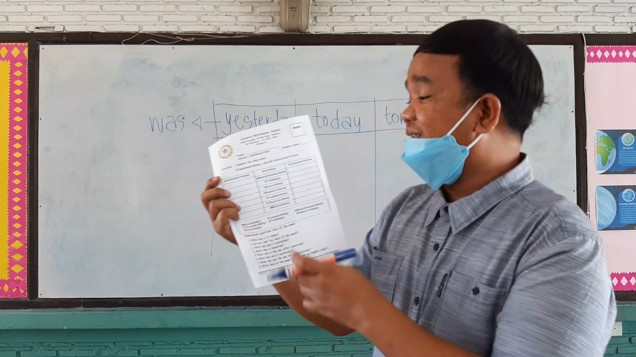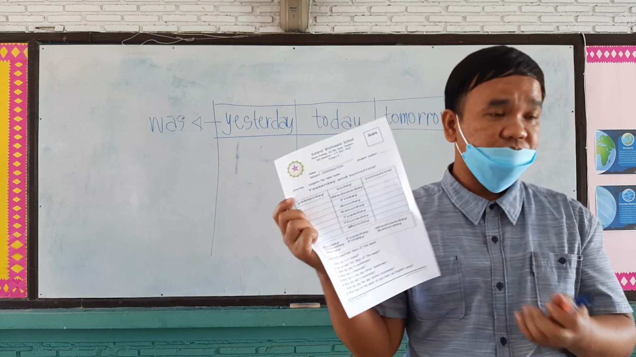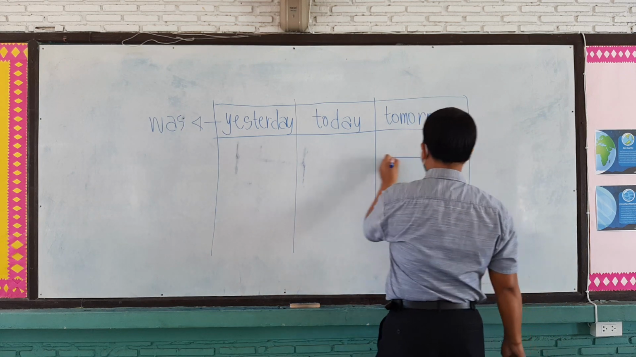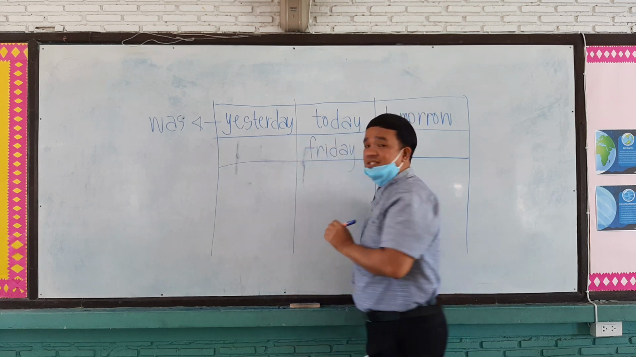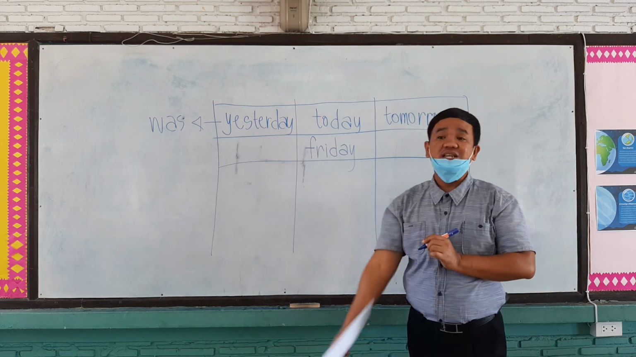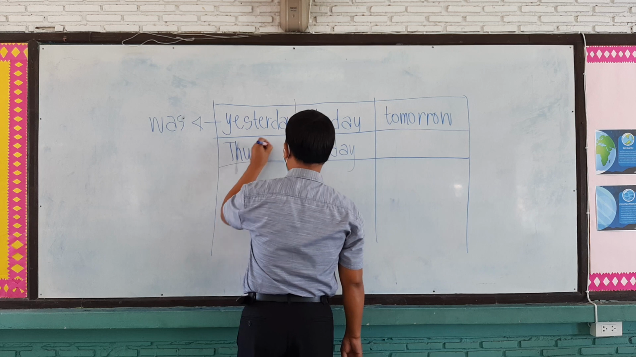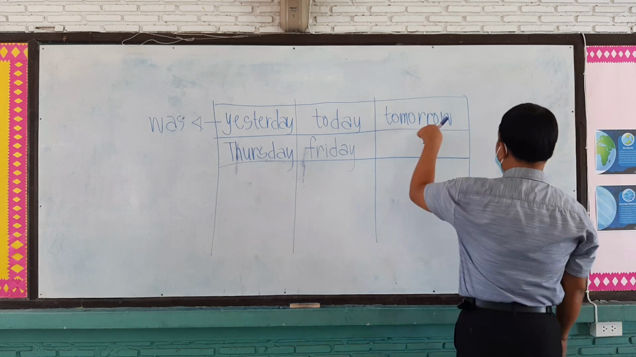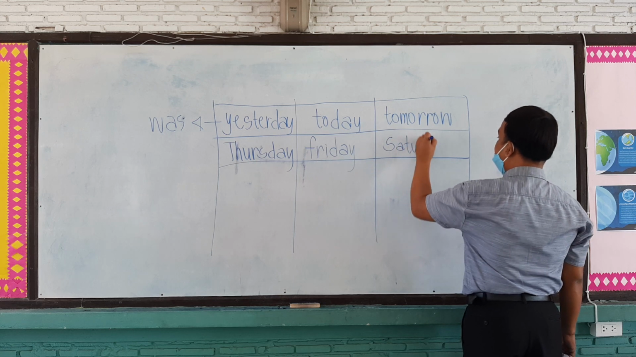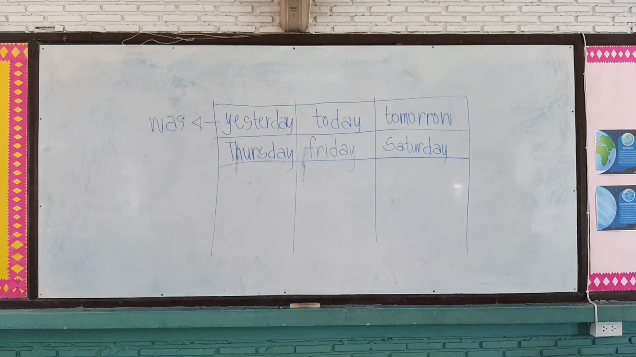You already have the guided days of the week, and then please complete the table for yesterday and tomorrow. Say for example, if today is Friday, what day was yesterday? Yesterday was Thursday. And tomorrow is Saturday. Okay, so that's very easy. Please do not forget to write your name and your student number.